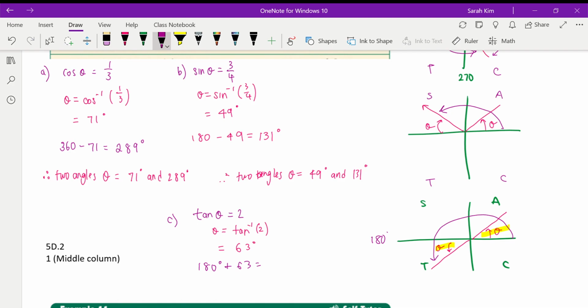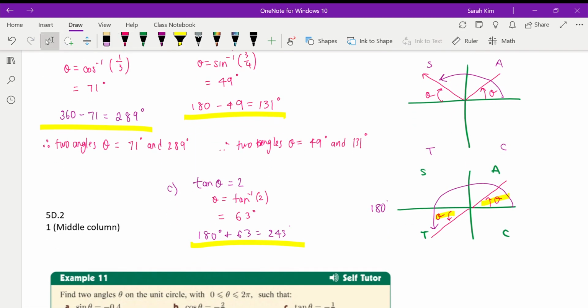If you're really struggling with the second option and you don't really understand what's going on here, please come talk to me so I can explain it a little better, or I can guide you to more videos. But hopefully you're not having too many issues with it. It's just looking at the diagram and figuring out what to add on. The two angles theta equal 63 degrees and 243 degrees.